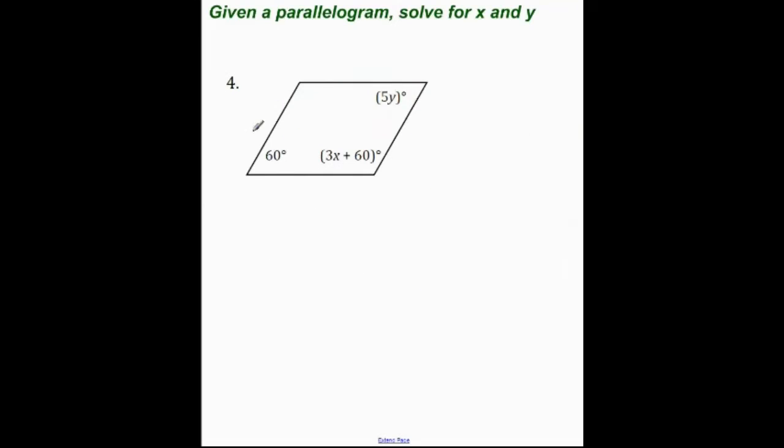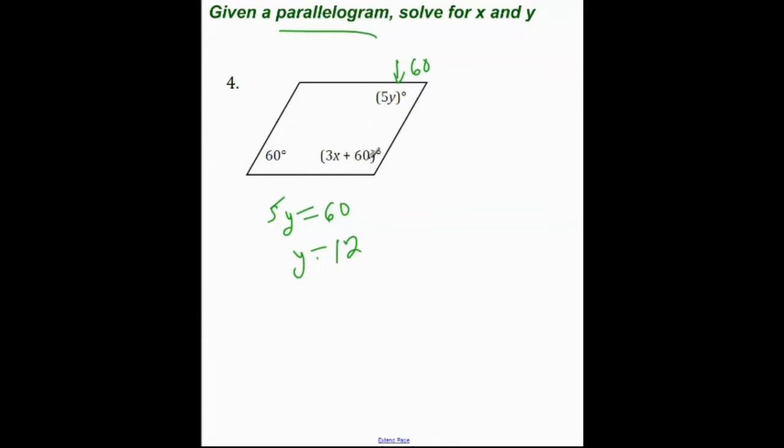So let's take a look at our first example. Given a parallelogram, we're going to use some properties that we know. Well, looking at this, we know that opposite angles are congruent, so I can just set 5y equal to 60. 5y is equal to 60, and that's going to give y equal to 12. Yippee-yay. So look, I put in a 12 right here. 12 times 5 is 60.